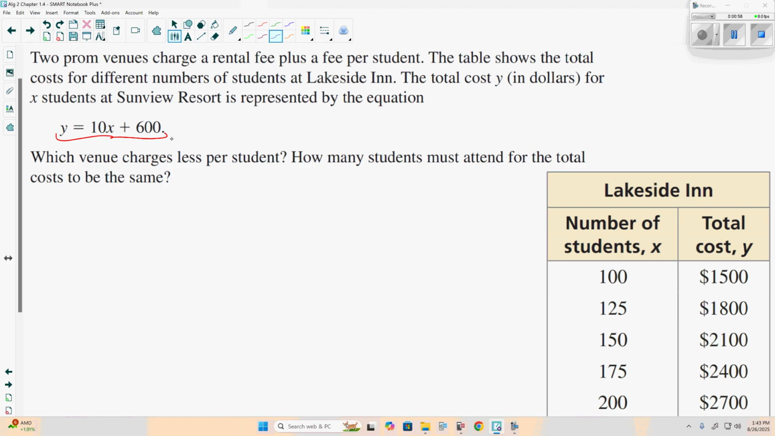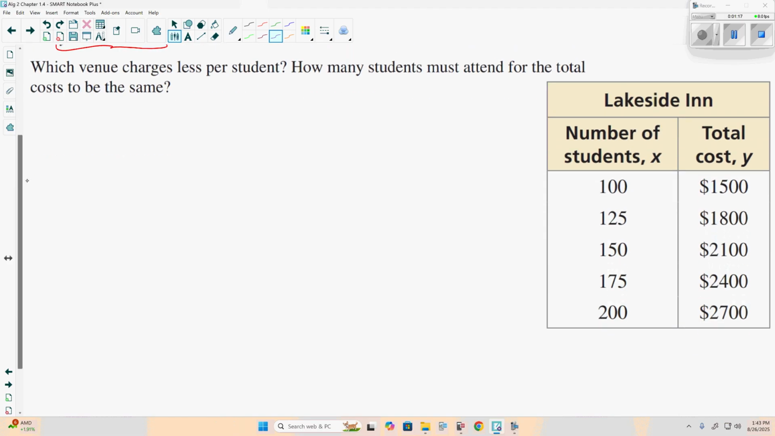Now, first question to ask is which venue charges less per student? And then the second question we want to answer is how many students must attend for the total cost to be the same? Well, we know for Sunview it costs $10 per student, but we do not know how much it costs per student at Lakeside Inn.